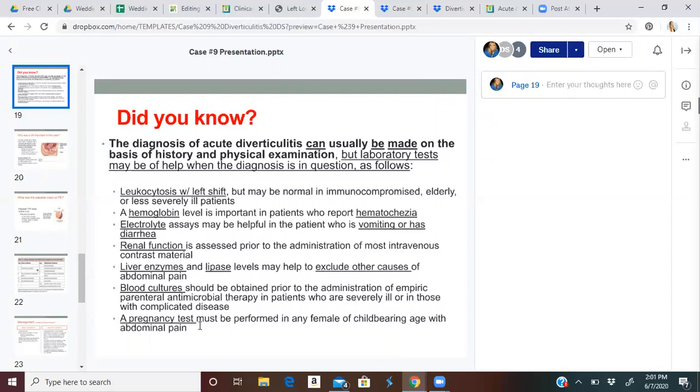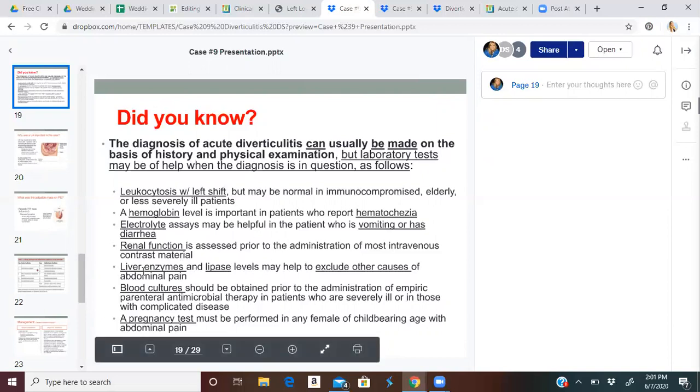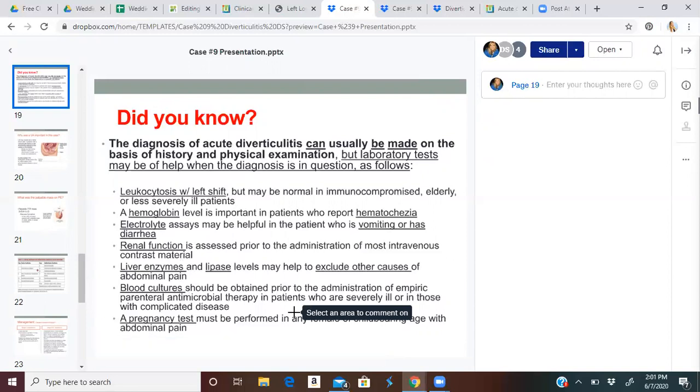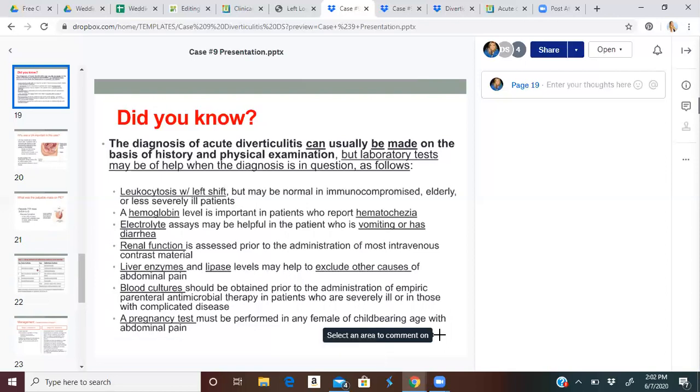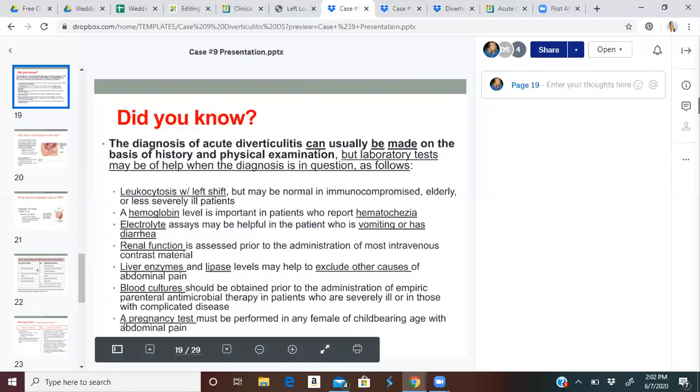And then in the emergency room, if they had this patient presenting in the ER, they would probably obtain blood cultures prior to getting any of these other labs in case they needed it. They often wouldn't run blood cultures unless they thought a patient had sepsis, so infection in the blood. And then obviously any female of childbearing age with abdominal pain, you would want to get a pregnancy test and rule out pregnancy. Always, always, always, always rule out pregnancy.